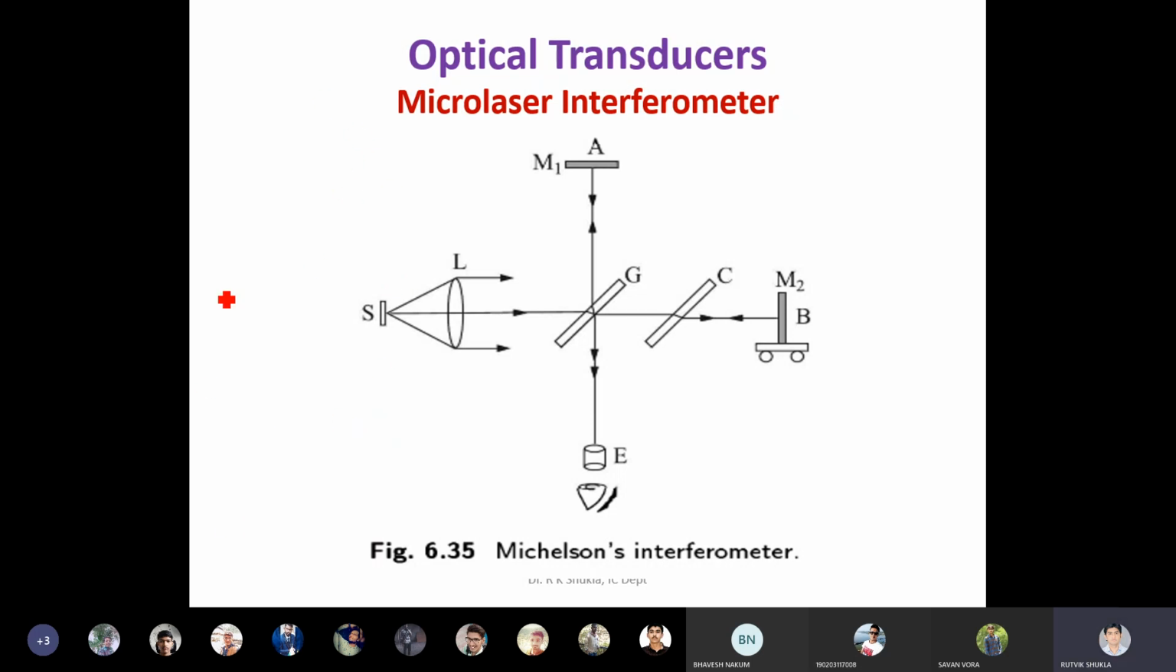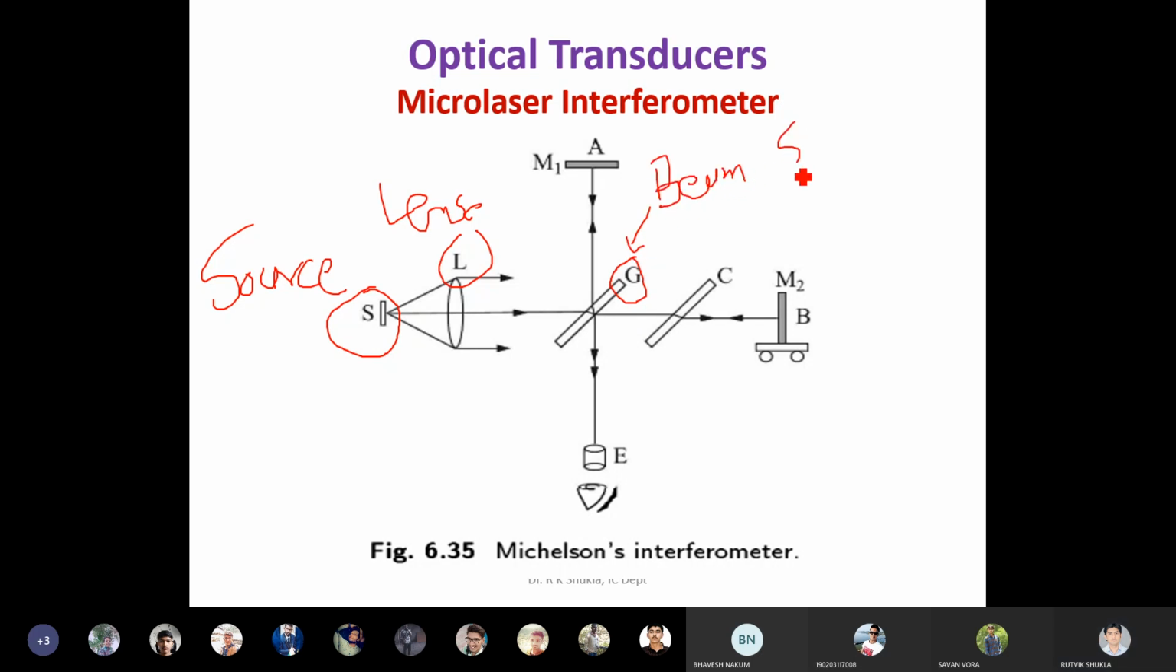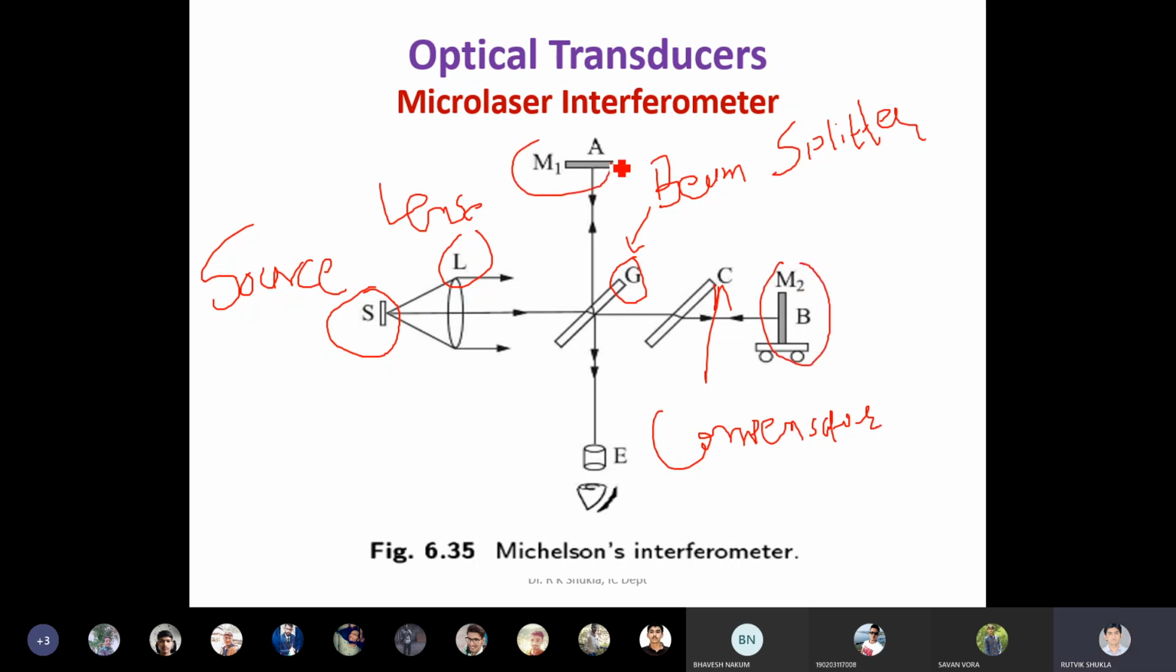So this is the source S. S is nothing but your source. Let's see what he has used. L is generally the lens. G is called beam splitter. C is called compensator. Now M1 and M2, these two are called the mirrors. આ બંને mirrors છે. One of them, this is a movable mirror. This is a movable mirror.